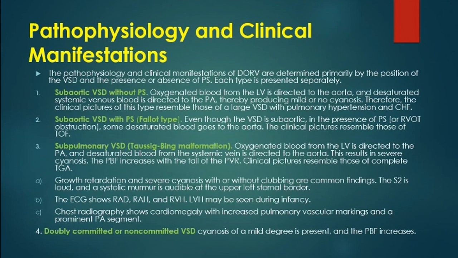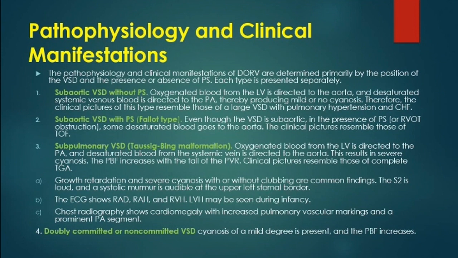Patients with a subpulmonic VSD, what we call Taussig-Bing malformation, the oxygenated blood from the left ventricle is directed towards the pulmonary artery mainly, and the deoxygenated blood from the systemic veins is directed into the aorta, resulting in severe cyanosis. Although the pulmonary blood flow is very high, and the clinical picture here is similar to the transposition of great arteries.